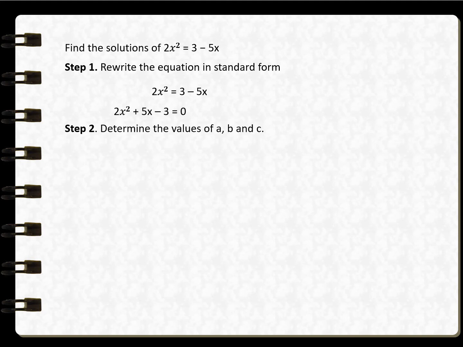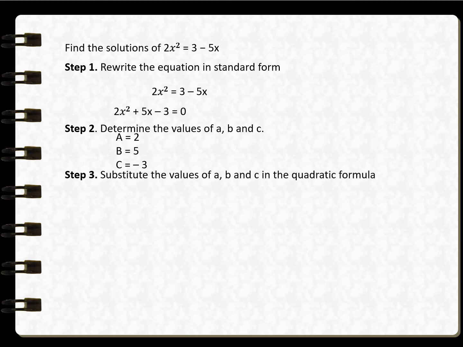And the second step is to determine the value of A, B, and C. So, ang A is yung katabi ng x squared, B is yung katabi ng x lang, and C is yung walang variable. So, our A is 2, B is 5, and C is negative 3.